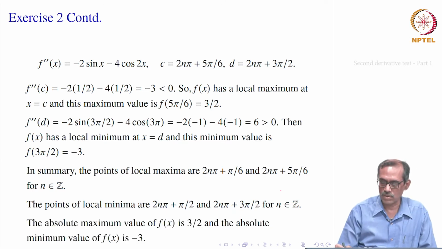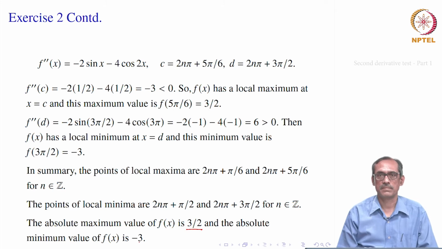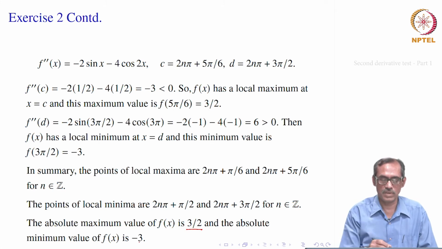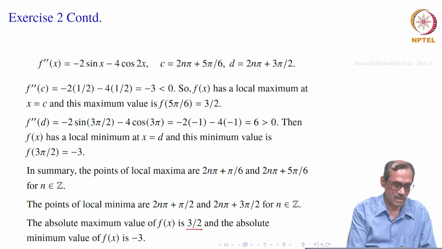And what are the values? We get from the first two, 3/2 is the local maximum, and the local minimum is -3. So, if you compare all the values, we get the absolute maximum as 3/2 and the absolute minimum as -3. So, that is how we are going to use the second derivative test. Let us take another problem.